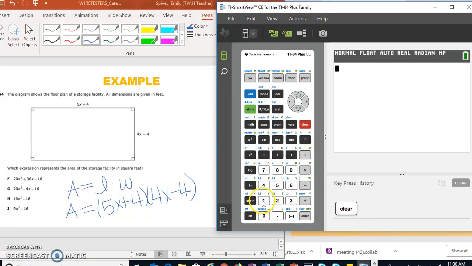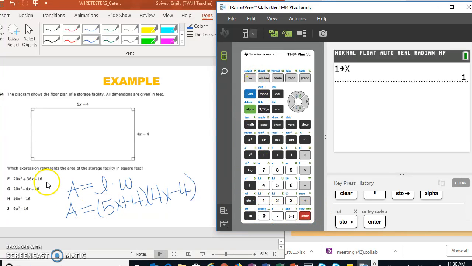There's only an x in this problem, so we're going to store a 1 for the x value. And we're creating an equation. So we're going to plug in each of these answer choices in for the area to see which one gives me a true statement. And remember, true statements come out as a 1 and false statements come out as a 0. So let's begin. For answer choice F, we have a 20x squared plus a 36x minus a 16.